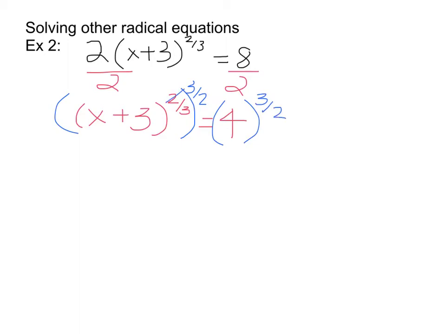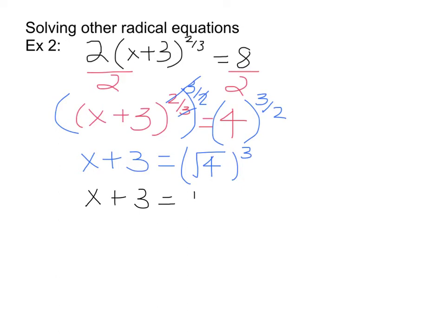Okay, again, 2 on the top, 2 on the bottom is going to make it cancel out. 3 on the top, 3 on the bottom is going to make it cancel out. So you just have x plus 3, and then you have 4 to the 3/2 power. So remember, that's the same thing as the square root of 4 to the 3rd power. So the square root of 4 is positive and negative 2. Don't forget that, otherwise you're going to be missing one of your answers.